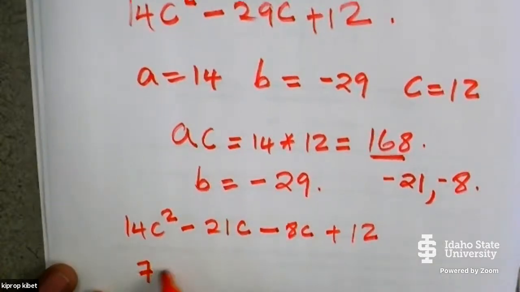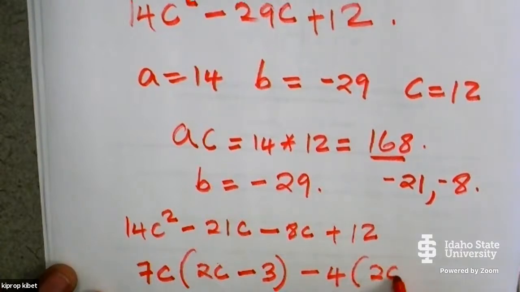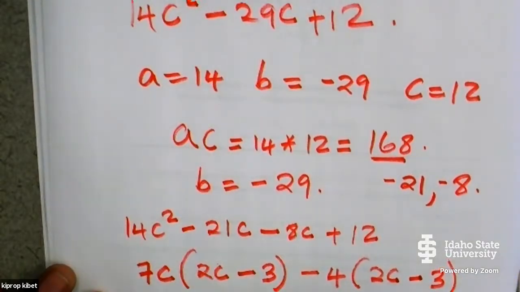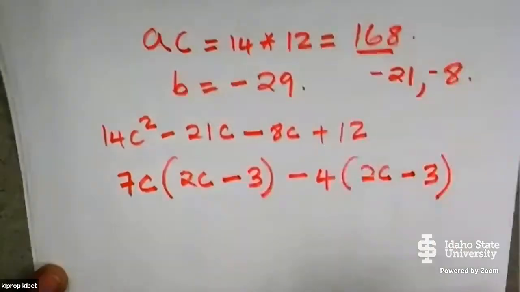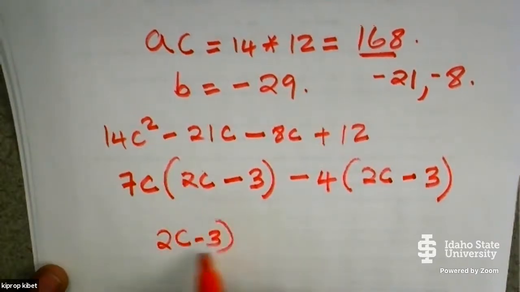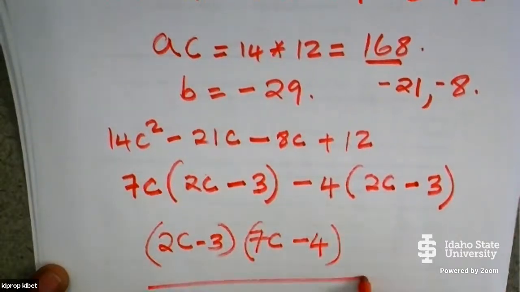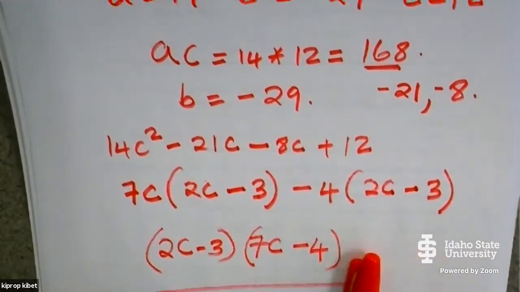So we factor out 7c, so 2c minus 3, minus 4, 2c minus 3. And then finally, 2c minus 3, and 7c minus 4.